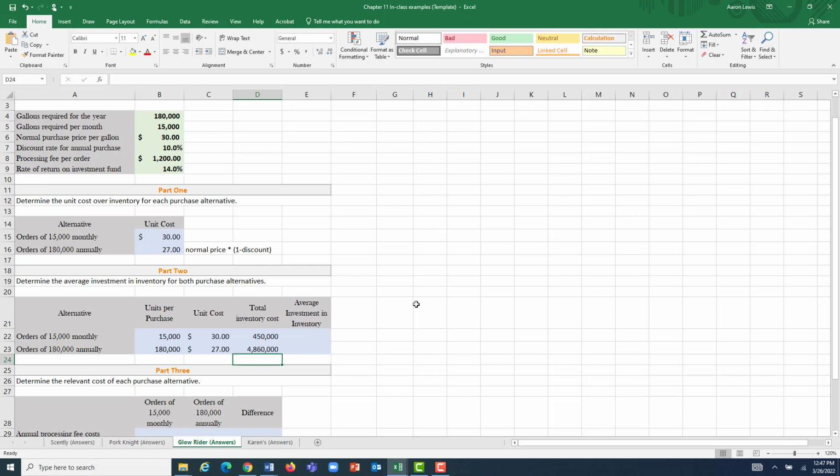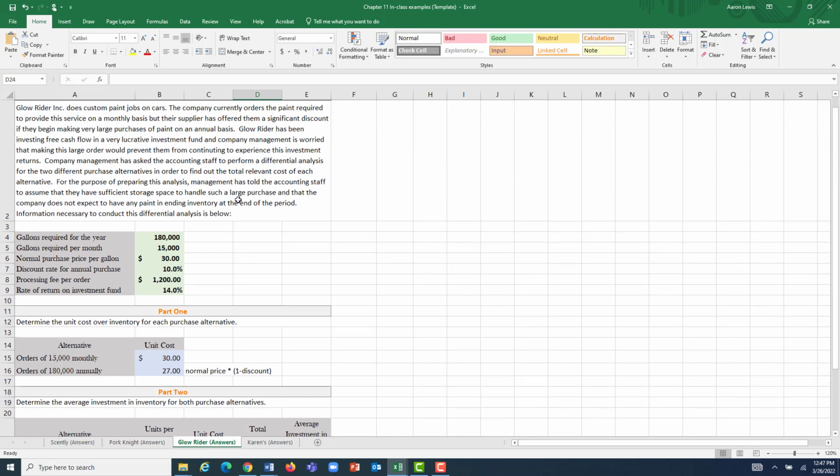What I'm getting at here is the average investment in inventory is the average amount of paint that you're going to have on hand on any one given day, found by taking the average of the same two numbers: what you're going to have tied up on day one when you make the purchase versus what you're going to have at the end of the period sitting in your ending inventory. And back to our information at the top, to keep this simple, I said the company does not expect to have any paint in ending inventory.